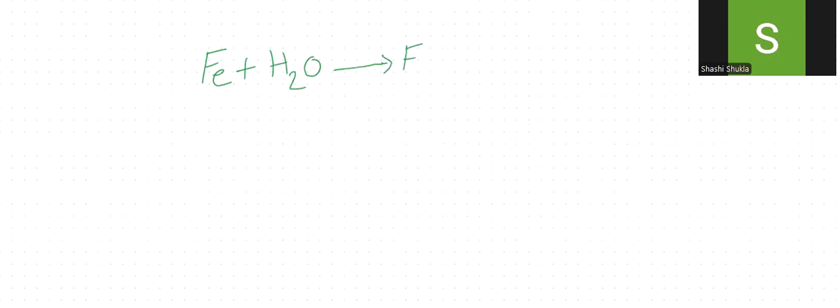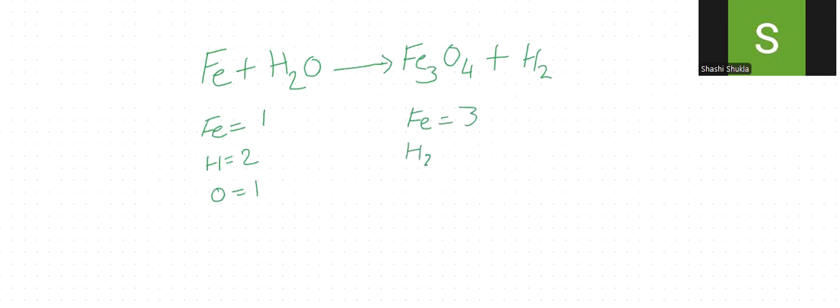Fe3O4 plus H2. Okay, now how many Fe's here on the left hand side? Iron is 1, hydrogen is 2, oxygen is 1. On the RHS, iron is 3, H is 2, O is 4. Remember to have the same sequence.